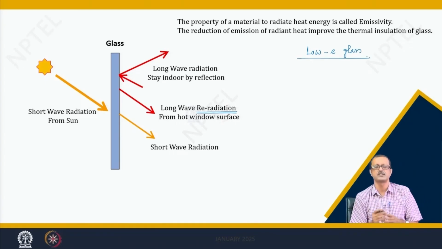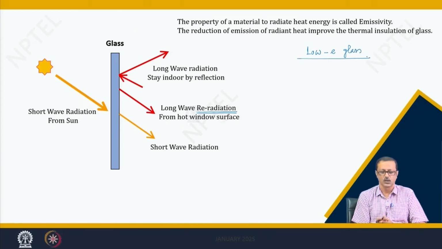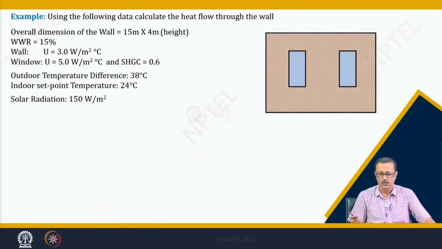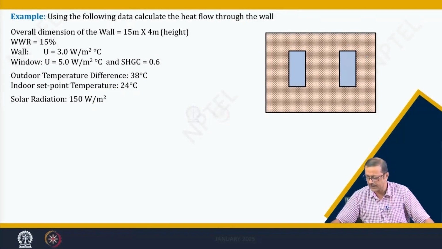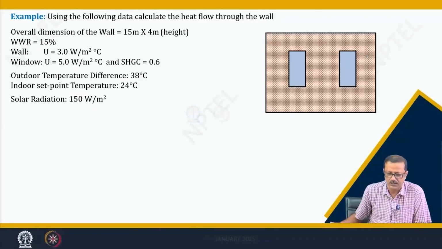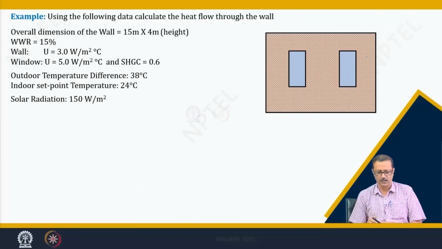So, low emissivity glasses, a little bit high cost of course, but that is available, which actually allow the short wave radiation, but it will stop the emissivity of the glass itself, so that it will not radiate long wave that much. So, now let us see with the help of these equations how I can find out some of the heat gain also.